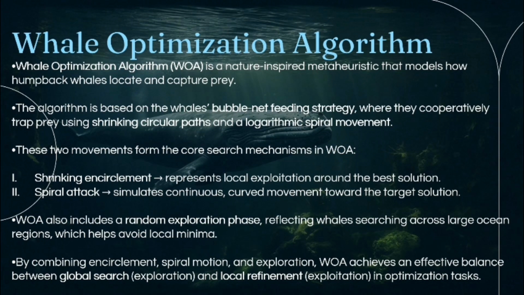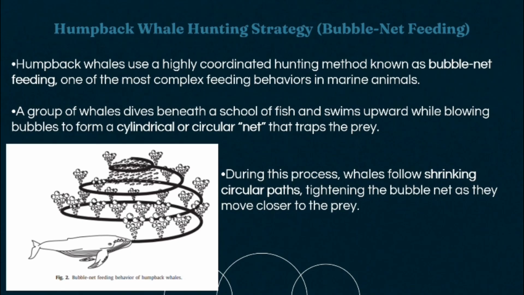The shrinking encirclement simulates the local exploitation around the best solution, and the spiral attack simulates a smooth, curved approach toward the target. The whale optimization algorithm also includes a random exploration phase which represents whales searching across large ocean regions. This balance between exploration and exploitation helps the algorithm effectively search the solution space.